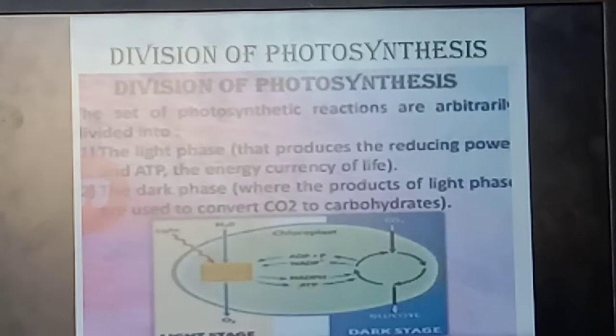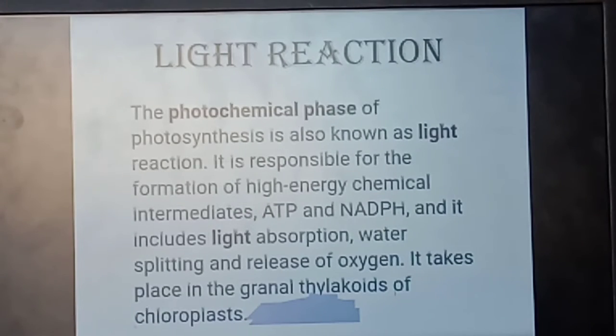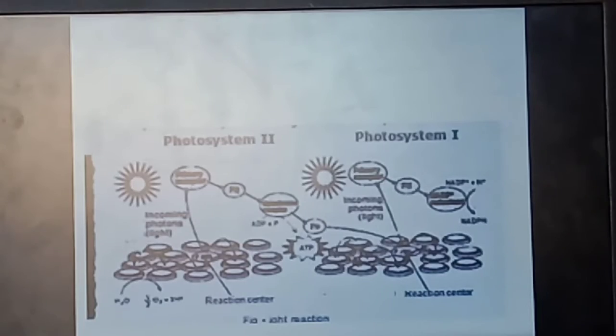So at first we will discuss the light phase or the photochemical phase. It can be studied under two headings. Number one, the absorption of light energy by chlorophyll. It takes place in the granular region of the chloroplast. During light reaction, radiant energy of the sun is trapped by chlorophyll and accessory pigments. Pigment chlorophyll absorbs visible light energy in the form of quanta or photons. When exposed to the light, the chlorophyll molecule is excited and emits electrons.